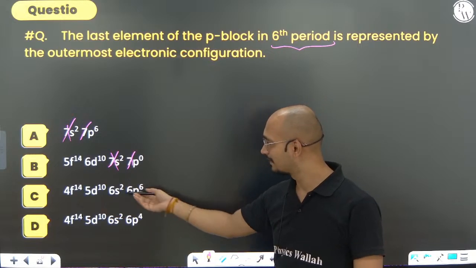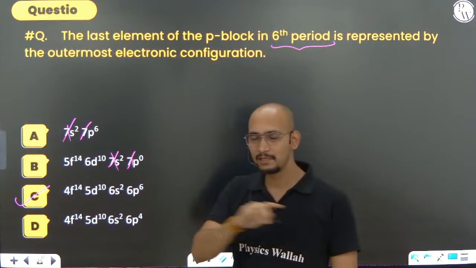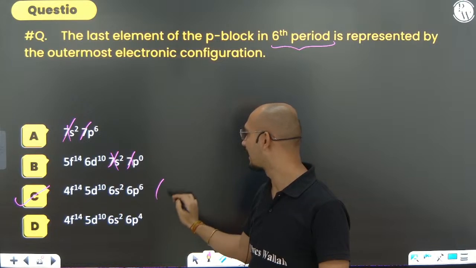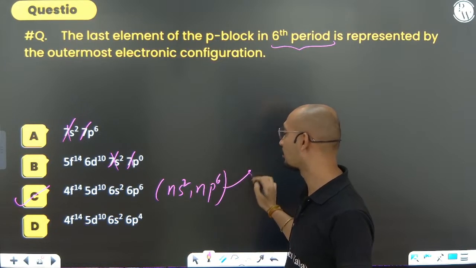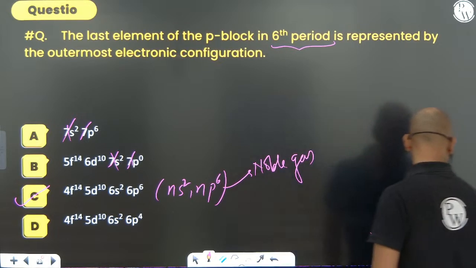So what we can say, yes, it is in the 6th period, because the last element of any period is going to be what? Of course, a noble gas, and a noble gas has the configuration ns2 np6. Not a big deal. I hope you all see that.